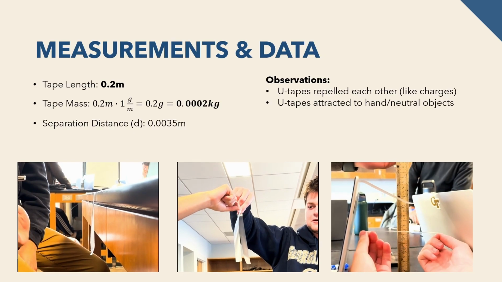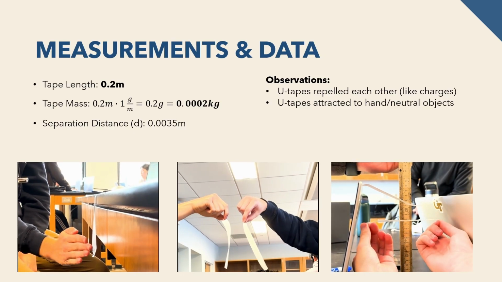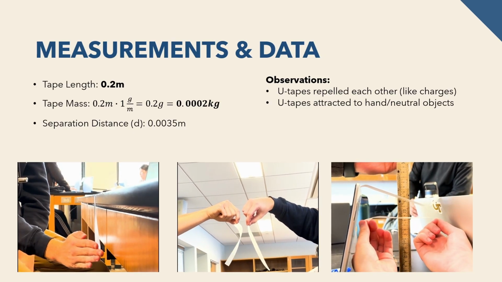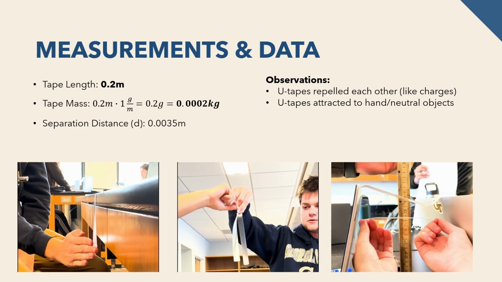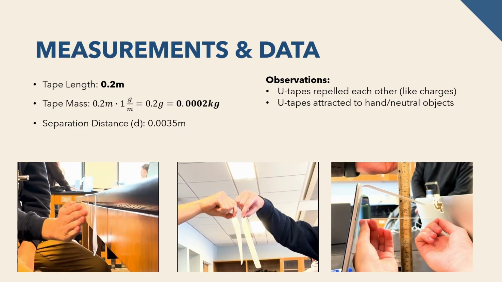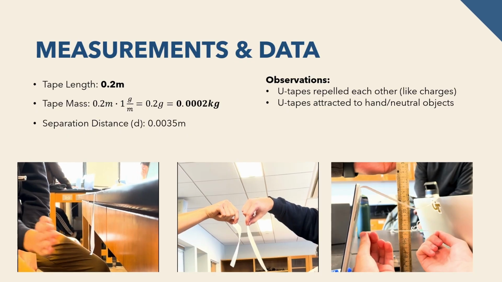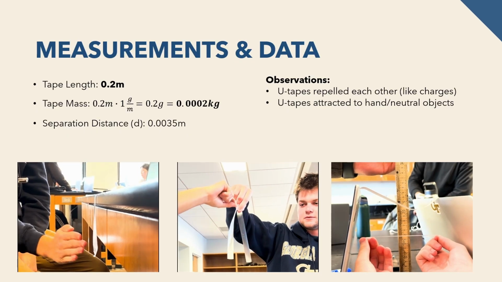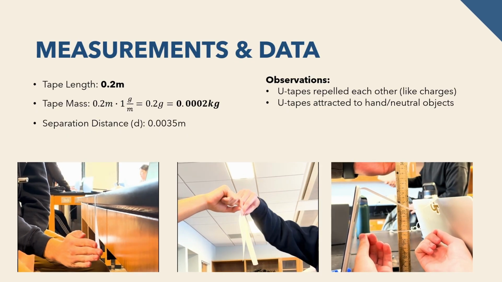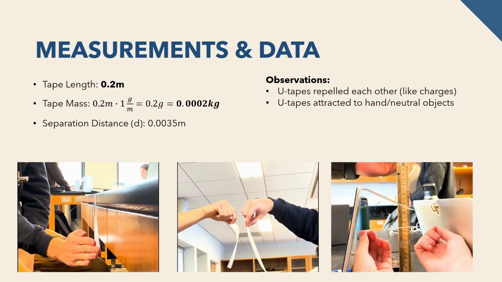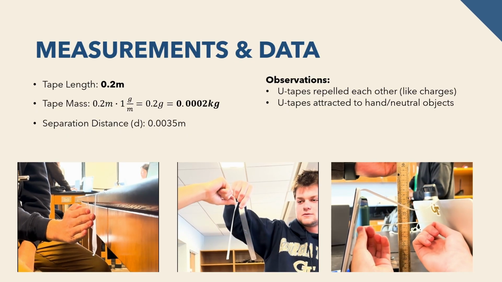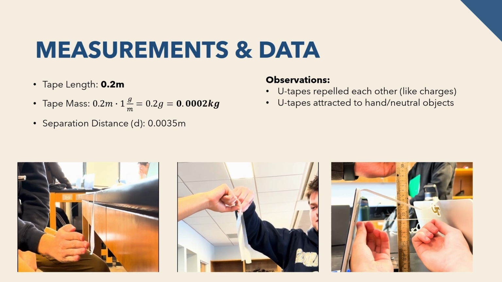Here is the data I collected. My tape length was 0.2 meters. Given the density of clear tape is around 1 gram per meter, the mass of my tape was 0.0002 kilograms. The critical measurement was the separation distance. When tape B began to float, the distance between the tapes was 0.035 meters, or 3.5 centimeters.